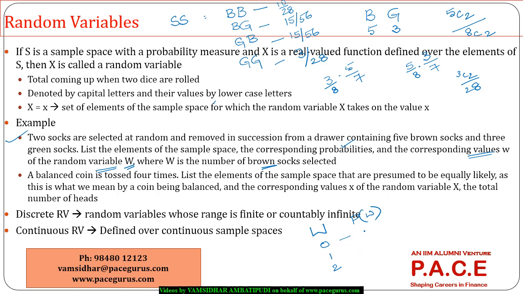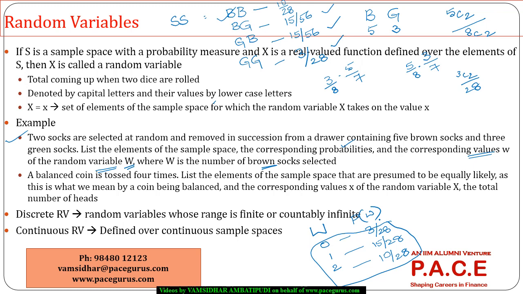So corresponding to 0 brown socks, it is both of them being green, which is 3 by 28. 1 brown sock, it could be this one or this one, making it 30 by 56 or 15 by 28. And the probability of picking both of them as brown socks is 10 by 28. So these are typically the probability values associated with this random variable.